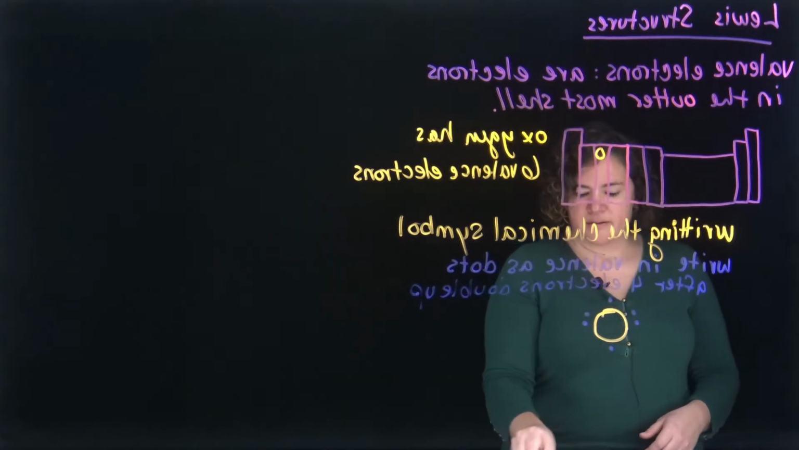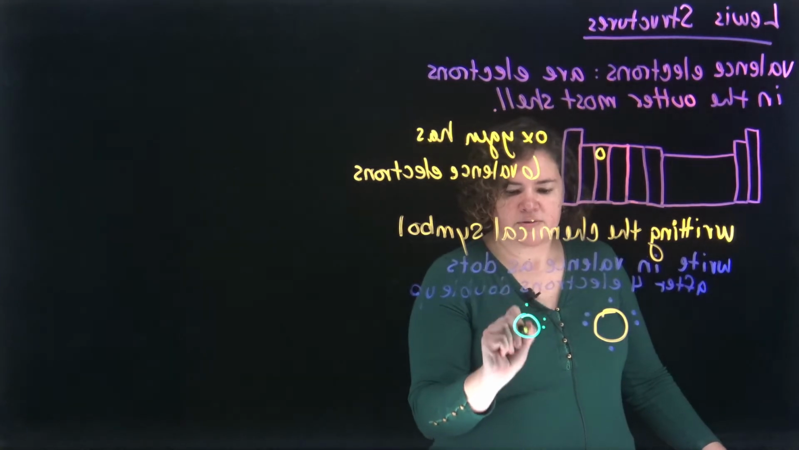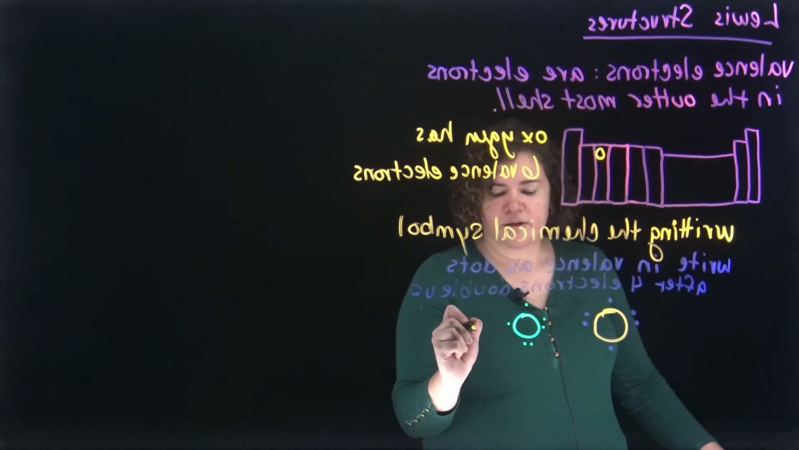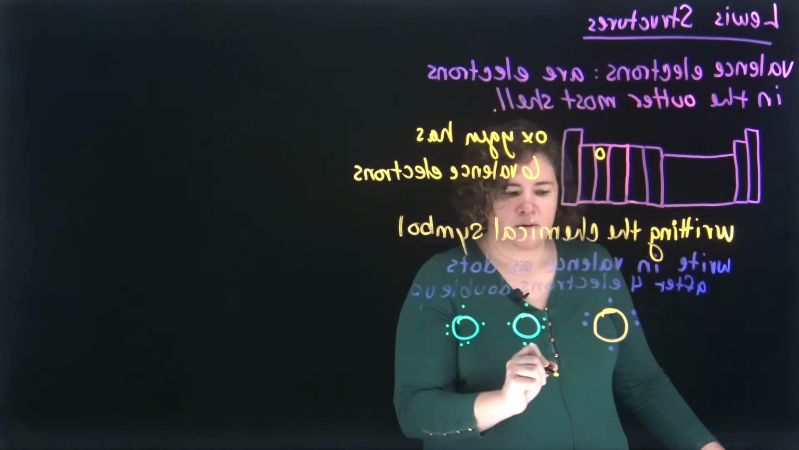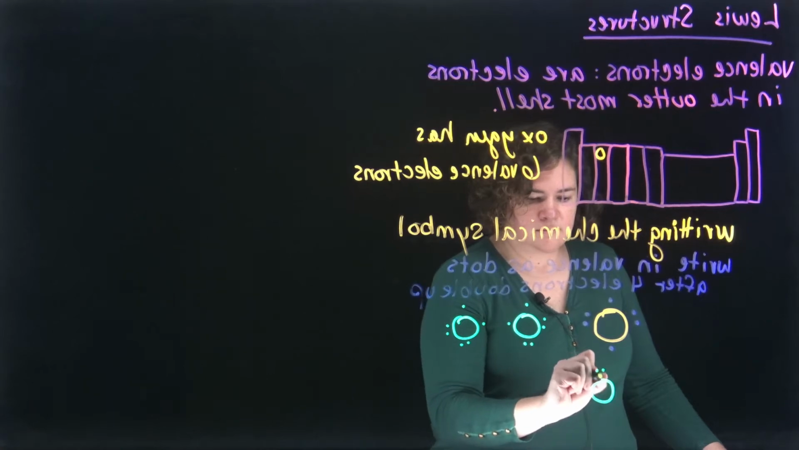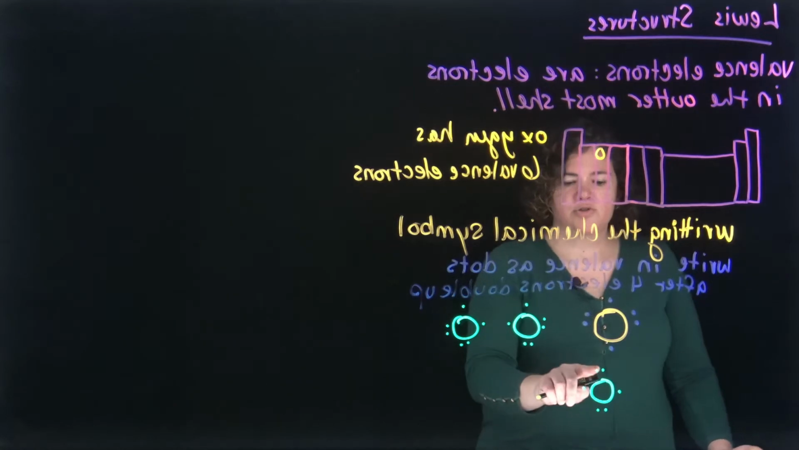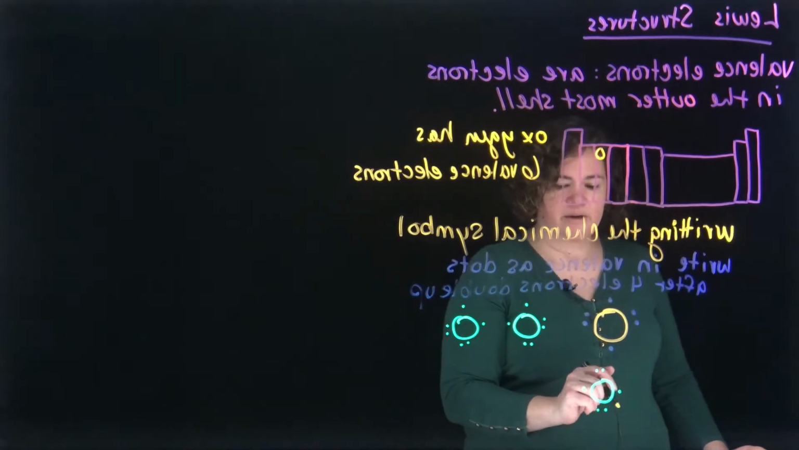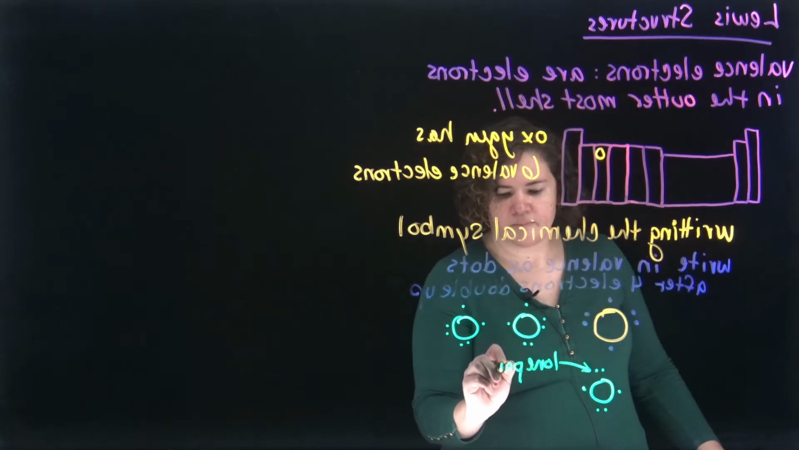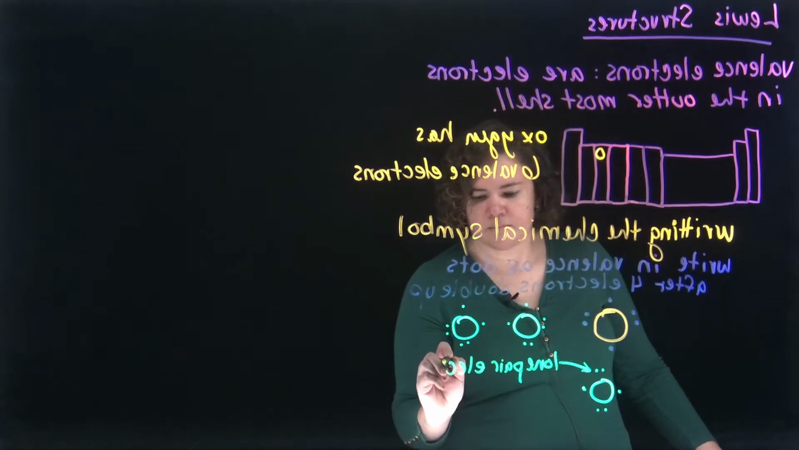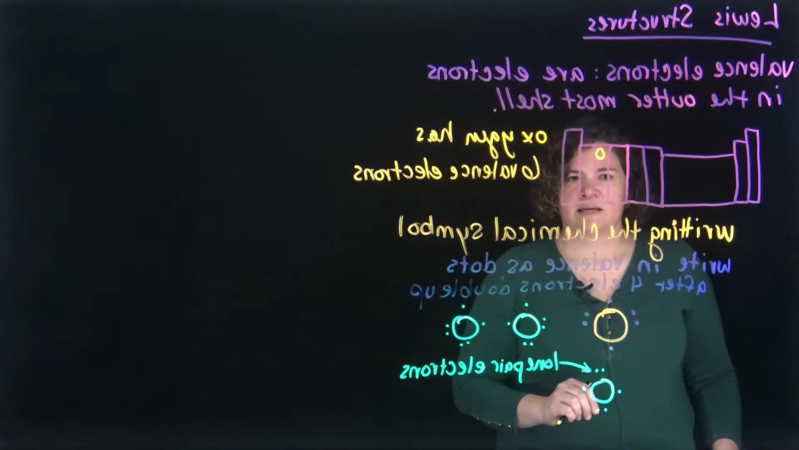Now, it doesn't matter if you write the Lewis structure as follows, or if you write it like this, or like this. It doesn't matter, as long as there are 2 what are called lone pair electrons, and 2 single electrons.